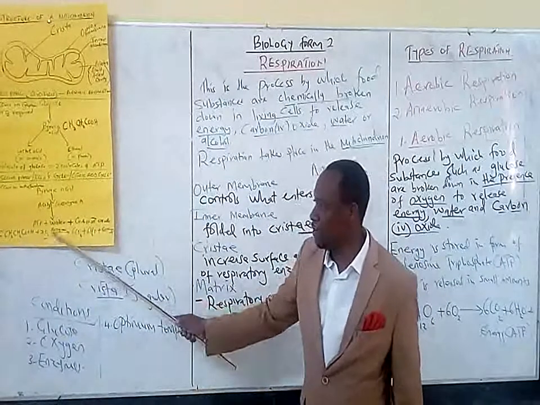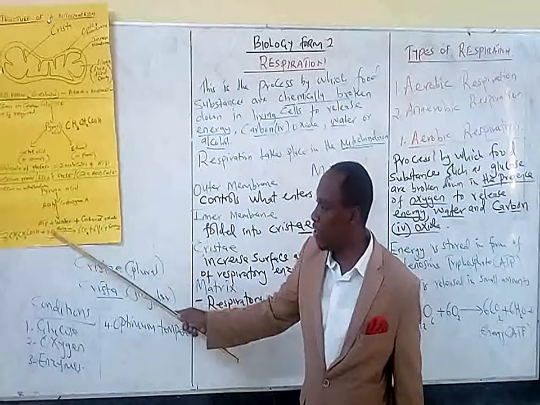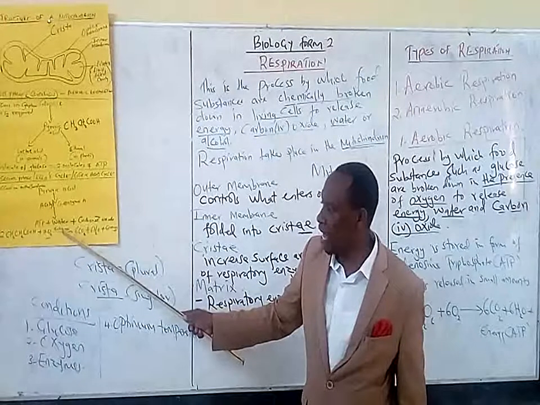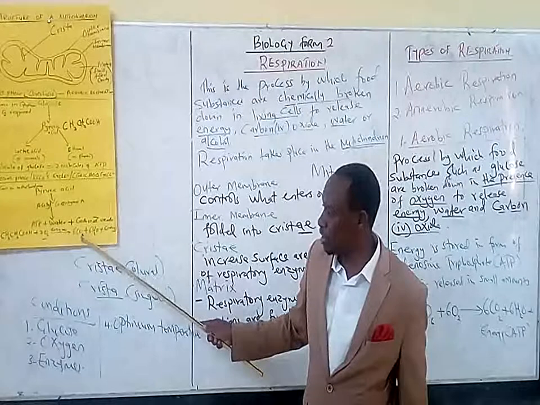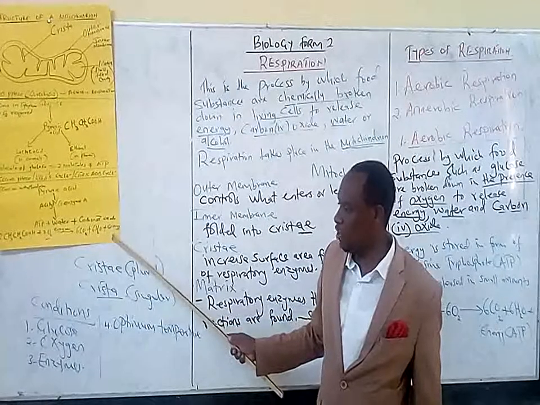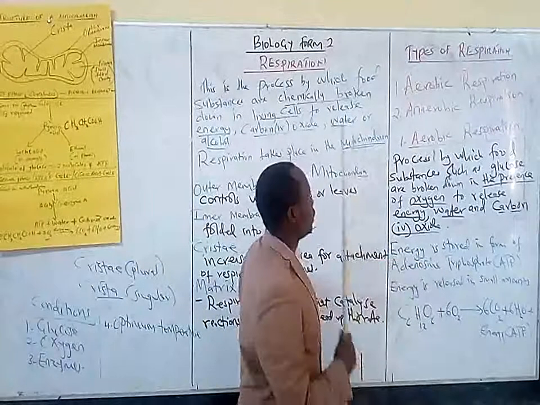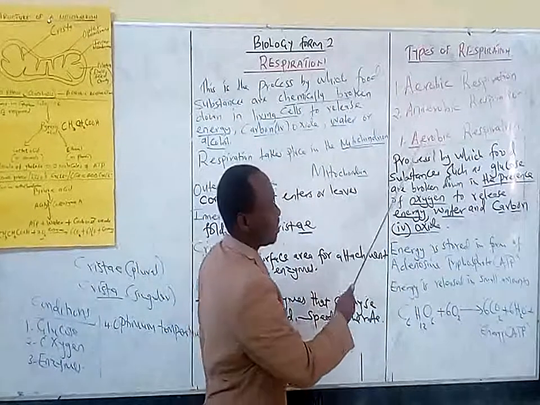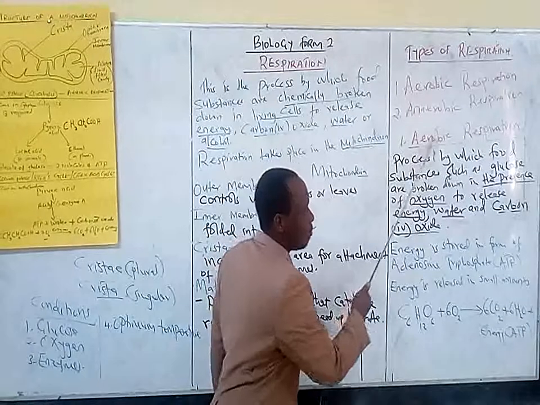And I have an equation here to represent all that. Pyruvic acid, in the presence of oxygen, by the help of enzymes, will give rise to carbon dioxide, water, and energy. So that is the end of the topic respiration, and specifically aerobic respiration.